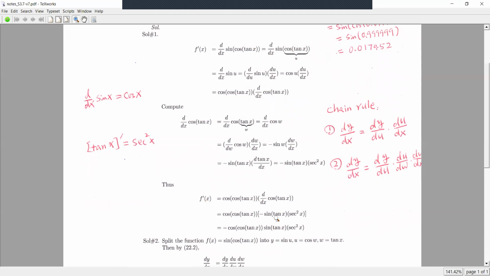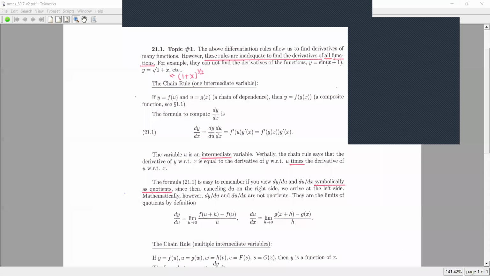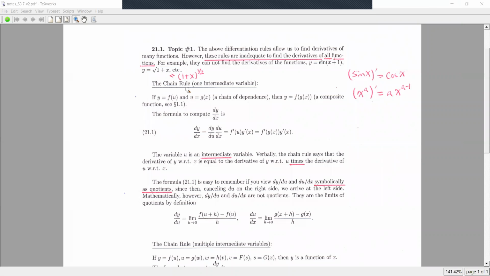In this solution, I have used the chain rule twice. I use the chain rule here. When I compute this derivative, I use the chain rule again. So I use the chain rule twice to get the solution in this example. Recall that the chain rule has two formulas. One is with only one intermediate variable. The formula is here.